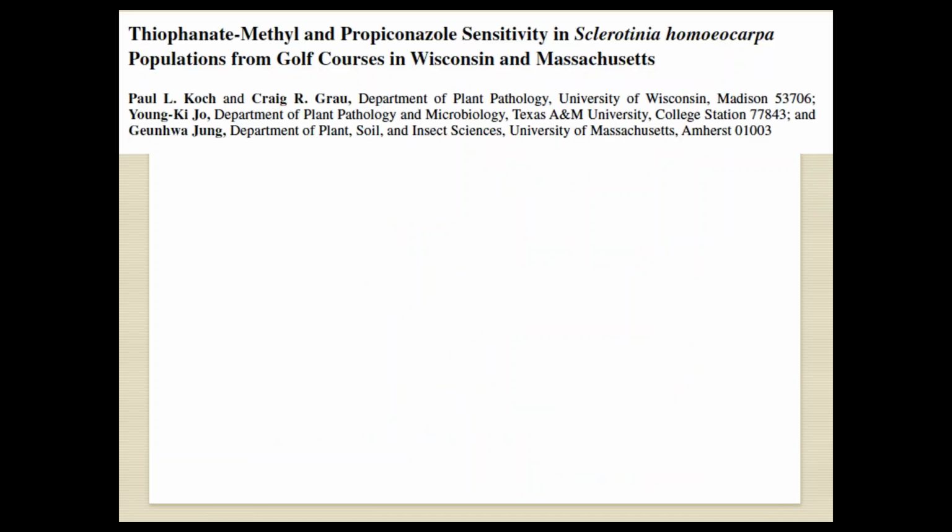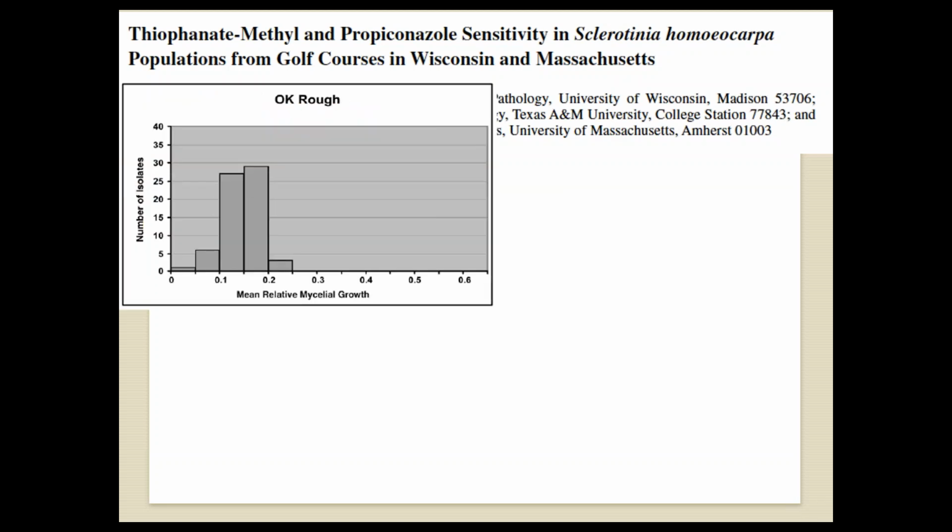In addition, there's increasing evidence that the more fungicides that are applied, the higher the level of resistance, regardless of whether there's an effective fungicide resistance management plan or not. So here's some work that we did a while ago now. This was the mid-2000s when I was getting my master's degree. And we looked at thiophanate methyl and propiconazole sensitivity to dollar spot on golf courses in Wisconsin and Massachusetts. And what we found is that even within the same golf course, dollar spot sampled from within the same golf course had different levels of resistance depending on where they were sampled from.